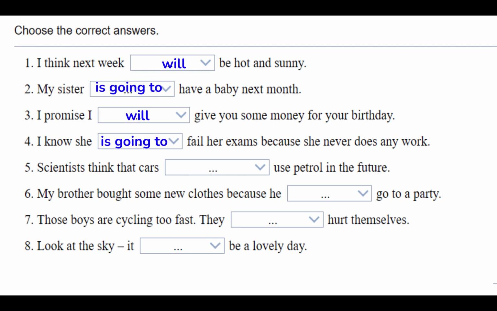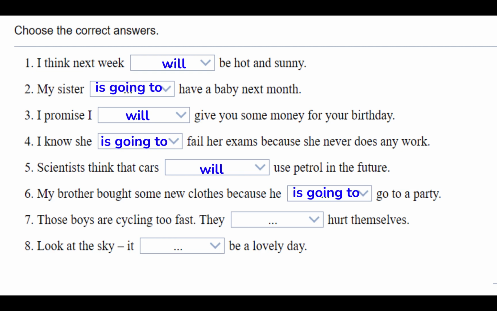Scientists think that cars use petrol in the future. What would you say? Scientists think that cars will use petrol in the future. It's their opinion. My brother bought some new clothes because he go to a party. What would you say? My brother bought some new clothes because he is going to go to a party.